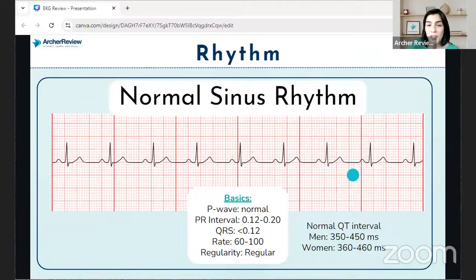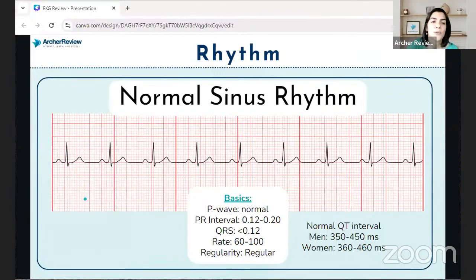And general impressions, are you seeing any inversions? Are you seeing anything funky, any hypertrophy? Are you seeing any ST segment elevation or depression? Is there anything funky going on? Just your general impressions. And now we're going to start looking at our rate. So let's calculate our rate. And there are different ways to do it.